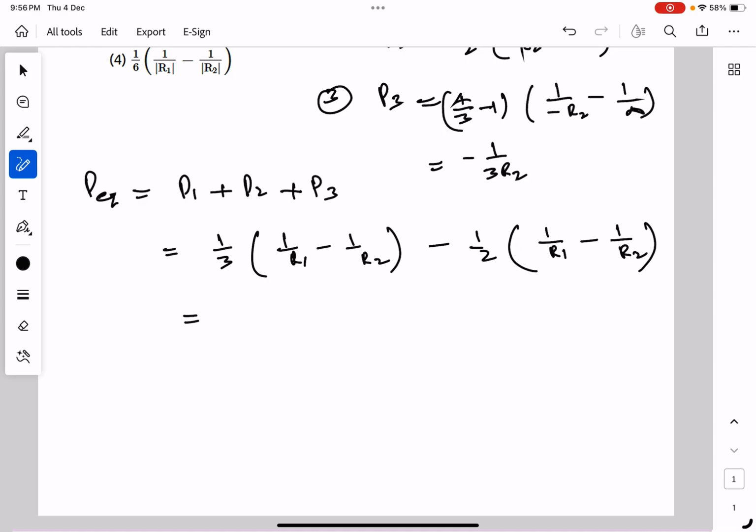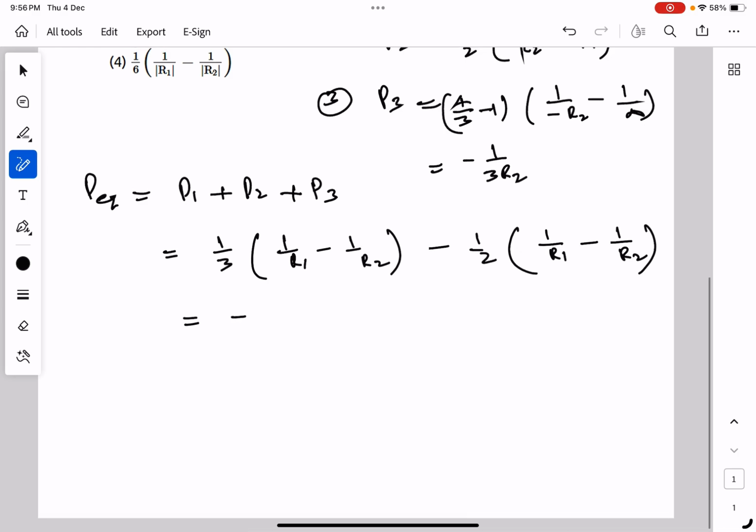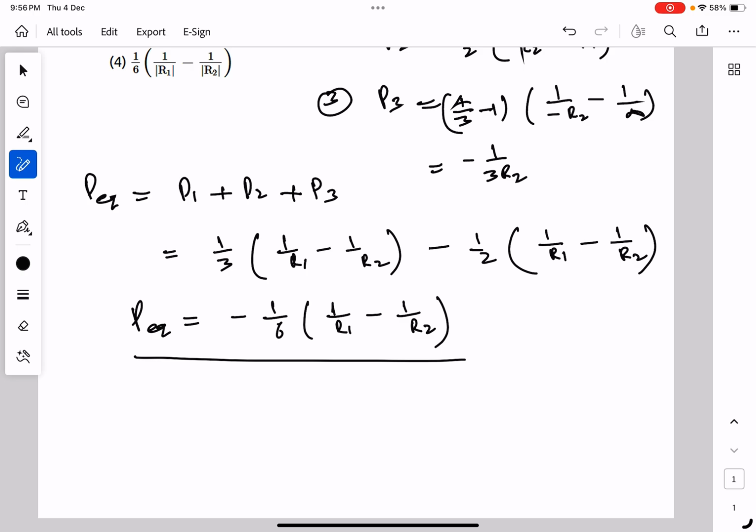And this would be equal to minus 1 upon 6 times 1 upon R1 minus 1 upon R2. So power of the combination is equal to minus 1 upon 6 multiplied by 1 upon R1 minus 1 upon R2.